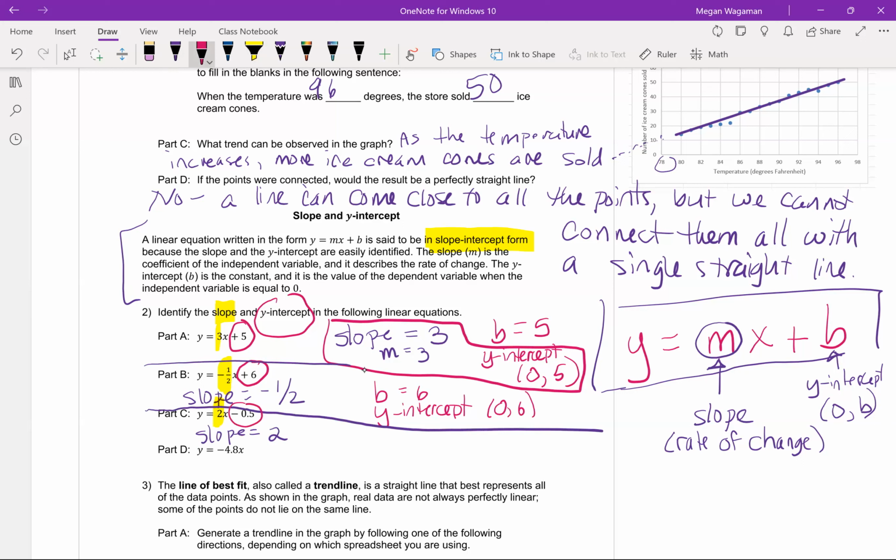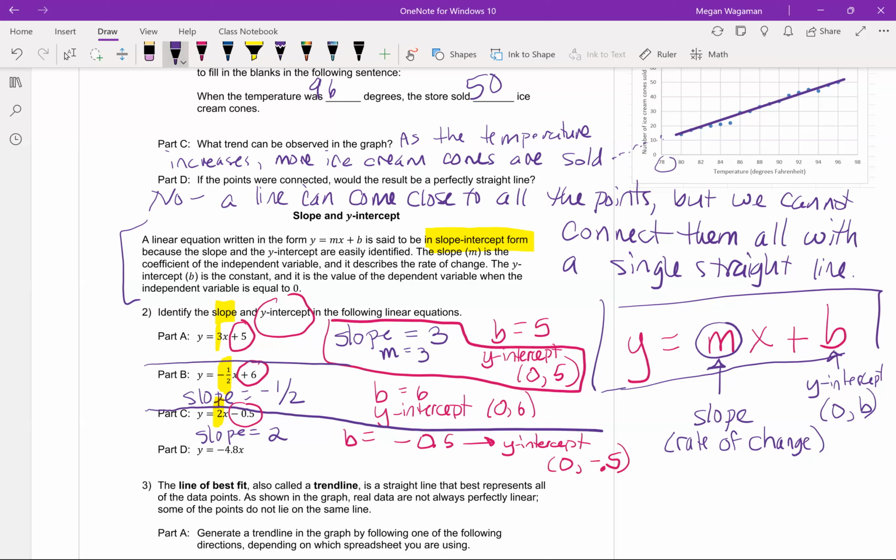Here's our y-intercept. So the y-intercept is the number that's by itself, the constant. So in this case, that's a negative 0.5, so we've identified b. If we want to list the y-intercept as the point that it is, it's 0, -0.5.